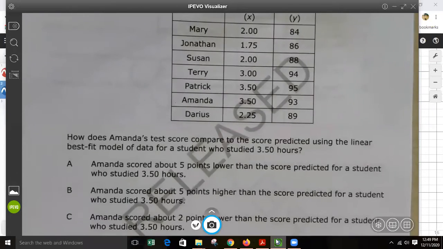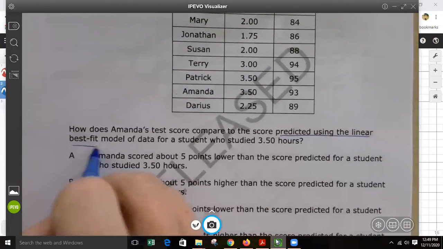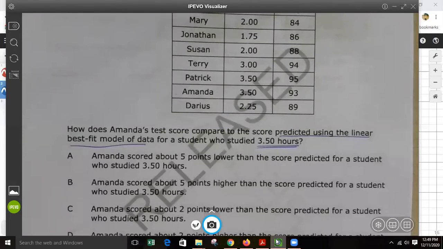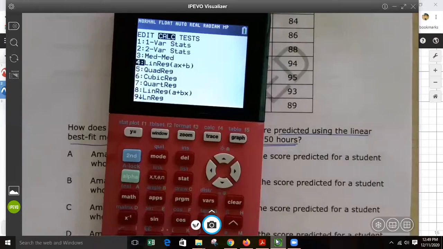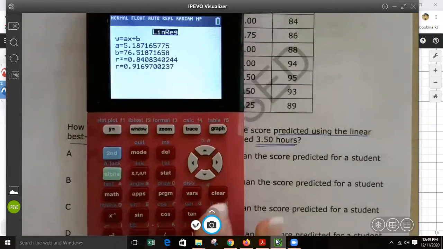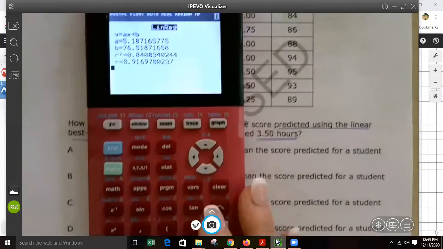So this is the number of hours 7 students studied for a math test and the grade of the math test. It says, how does Amanda's test score compare to the score predicted using the linear best fit line? So we're going to predict using the best fit model for 3.5. So what you're doing in your calculator, when you do that stat calc linear regression, is you're finding that best fit line. What's crappy about this one is that it's decimals, okay? Still not bad because you can use your calculator.